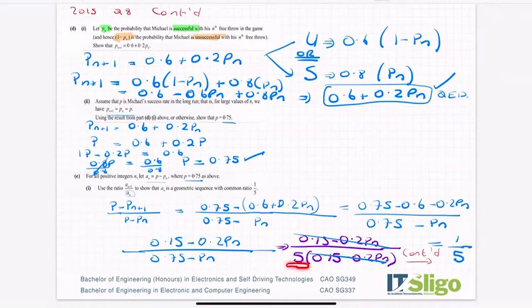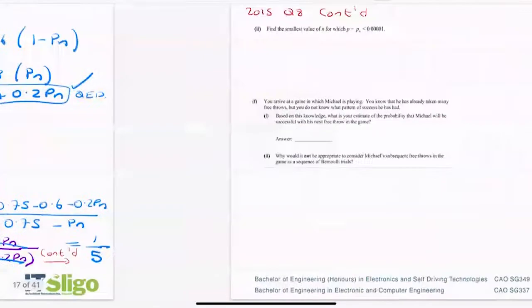I knew that somehow I needed a 5 on the bottom, and I knew somehow I needed these pns to cancel, because that pn, the probability, is, as was said, dependent on whether it was successful or unsuccessful before. So that piece of the question is done.